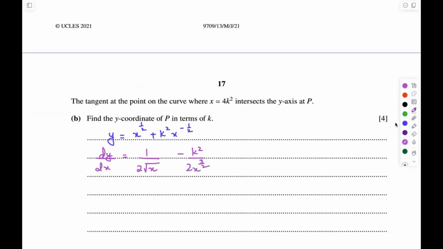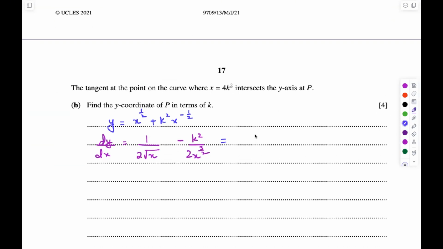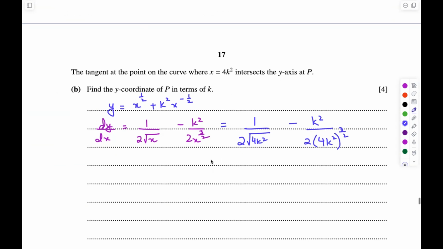Now, as the x value is 4k squared, we can substitute 4k squared in place of x. So this will become 1 upon 2 square root of 4k squared minus k squared upon 2 into 4k squared to the power 3 upon 2. Simplifying this, we'll get 1 upon 2 into, and the square root of 4k squared will be 2k. So that will become 4k minus k squared upon 2 multiplied by 4 to the power 3 upon 2, that will be 8, and k squared to the power 3 upon 2 will be k cube. So square and cube will cancel out.